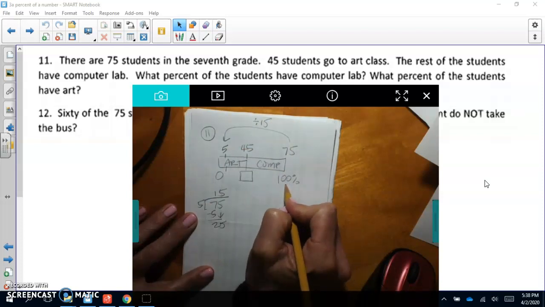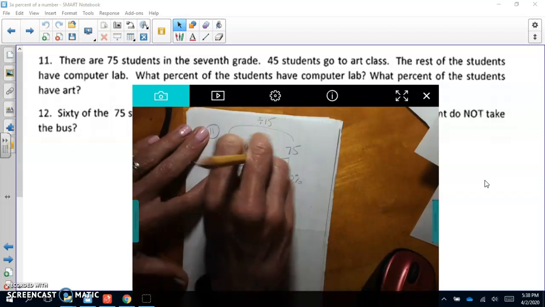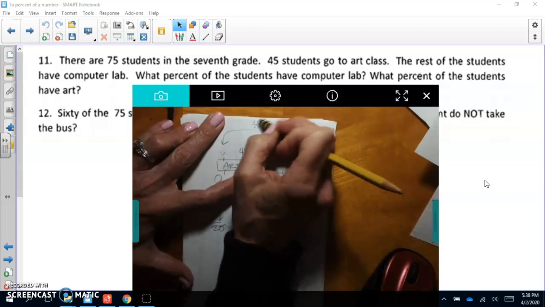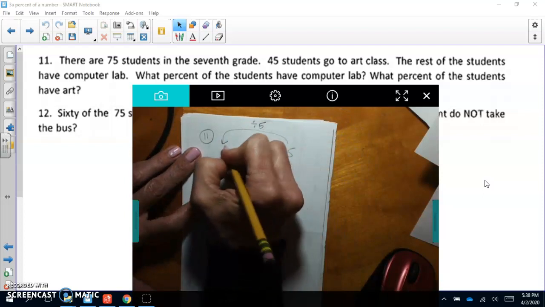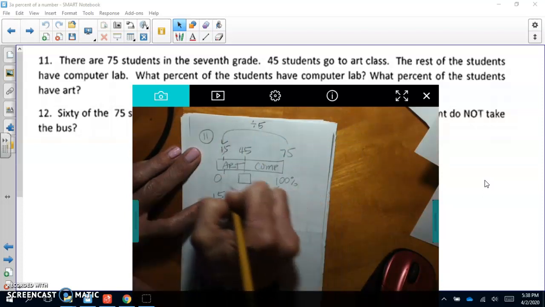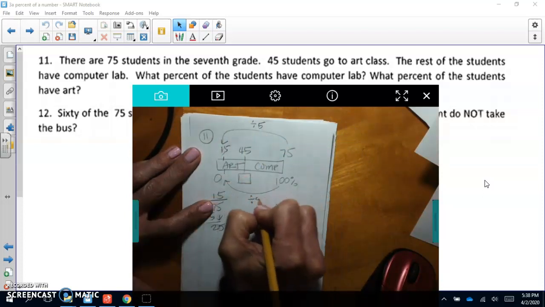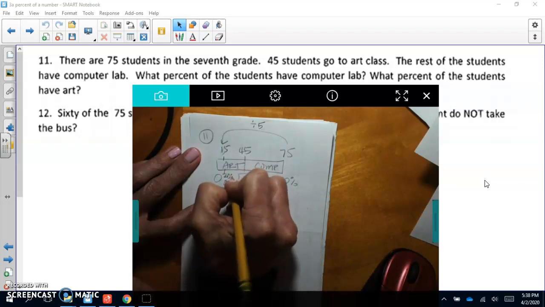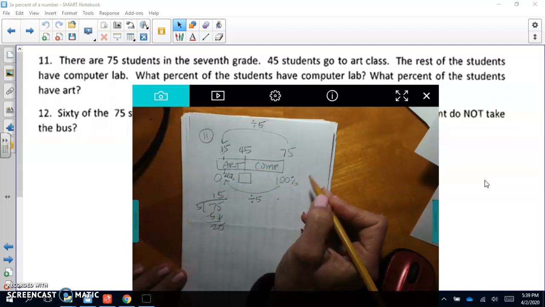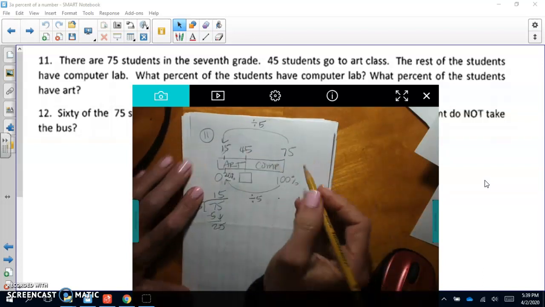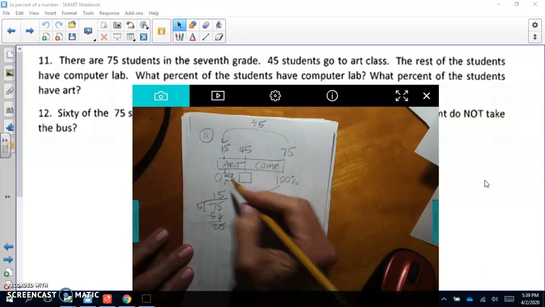100 divided by, oh, I did the opposite thing. I'm so sorry, everybody. So I need to divide by 5 to get to 15. So divide by 5 gives me 20%. Okay. All right, so divide by 5 gives me 15, and divide by 5 gives me 20%.